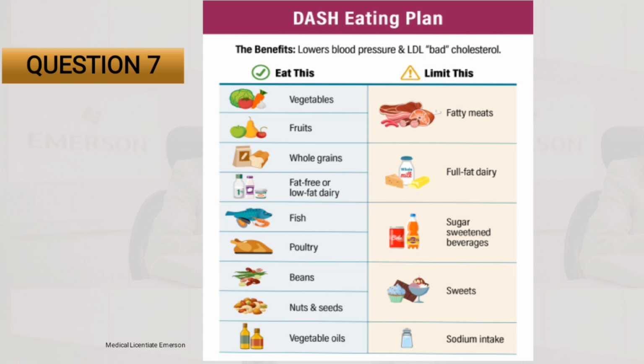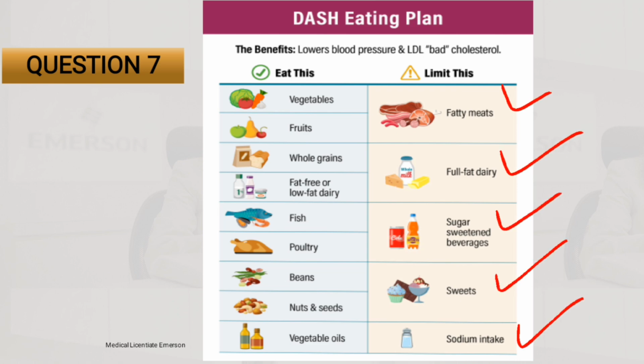So the benefit of the DASH eating plan is that it lowers the blood pressure and there will be a reduction in LDL, which is the bad cholesterol. So you tell patients to limit eating fatty meats, full-fat dairy, sugar-sweetened beverages such as Coca-Cola, Fanta, and other sugar-sweetened beverages. Then you also limit sweets, also limit sodium intake.